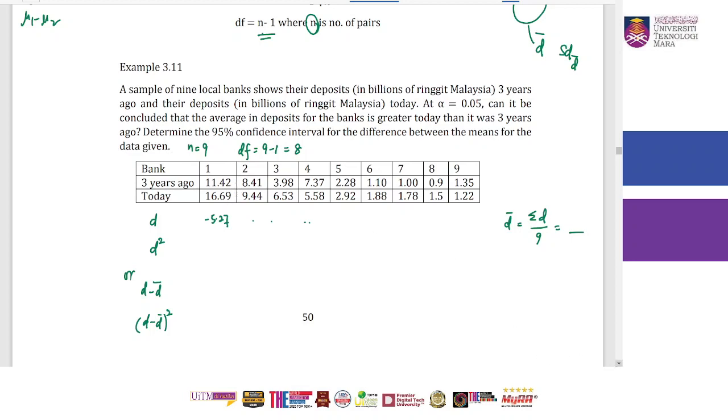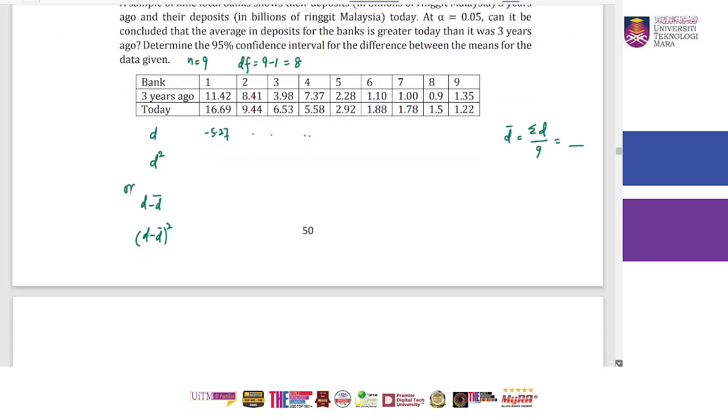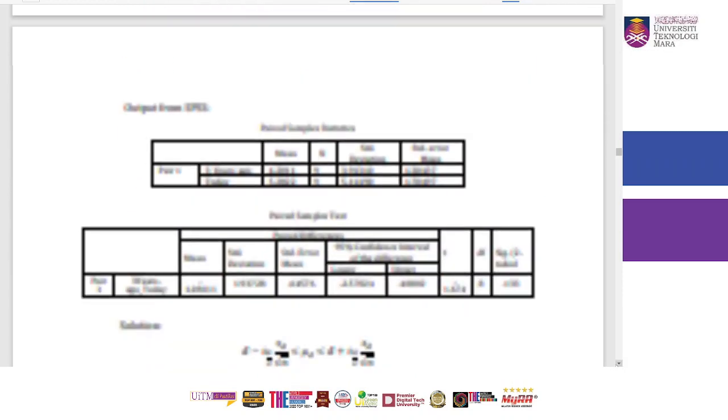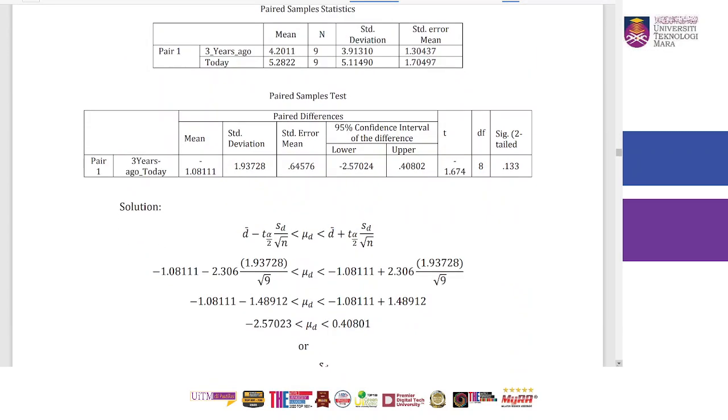Tapi apa yang kita nak lihat kat sini adalah yang menggunakan output. So macam mana kita baca output dia? Okay, suppose that you get this information. So this is paired sample statistic ataupun paired sample t-test. So the first table here give you the descriptive information sama macam yang sebelum ni. Okay, kita ada yang 3 years ago. So this is the mean for 3 years ago and then the mean for today.